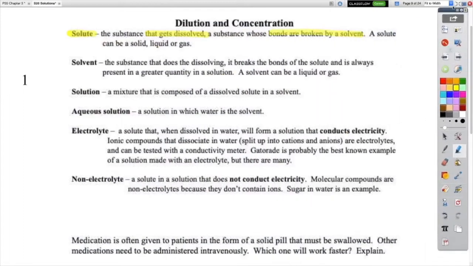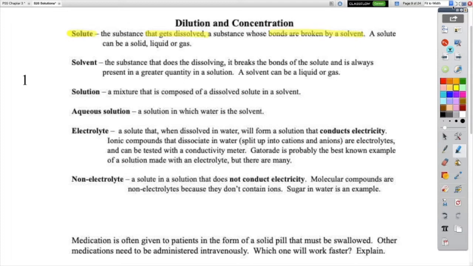In that case, the Kool-Aid would be the solute. It's what you're dissolving. It can be a solid, a liquid, or a gas. You can actually dissolve liquids in other liquids. For example, rubbing alcohol is a liquid alcohol dissolved in water. You can even have a gas. If you've ever had pop, you've been drinking a solution in which the solute was carbon dioxide. That's what it means for something to be carbonated. It's got carbon dioxide gas dissolved in it. So a solute can be a solid, a liquid, or a gas.